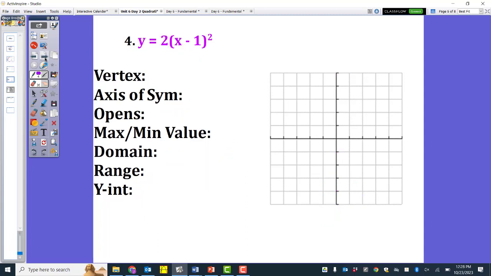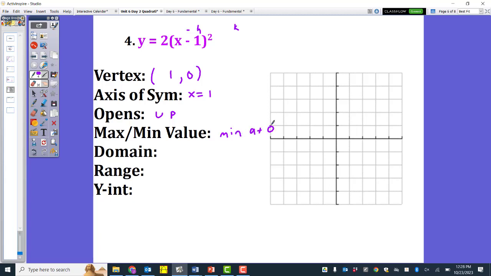All right, welcome back. Vertex, this time is going to be positive 1. Remember, it's x minus h, so since it's still minus, our h is just going to be 1. Comma 0, because there's no k up here. Axis of symmetry is x equals 1. It opens up. That's going to be a minimum at 0.